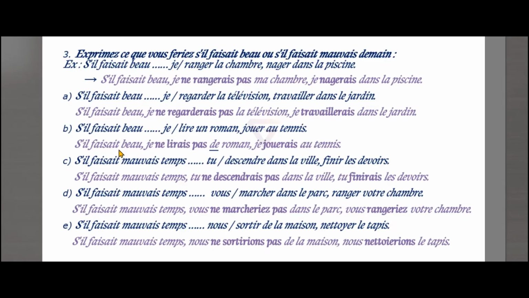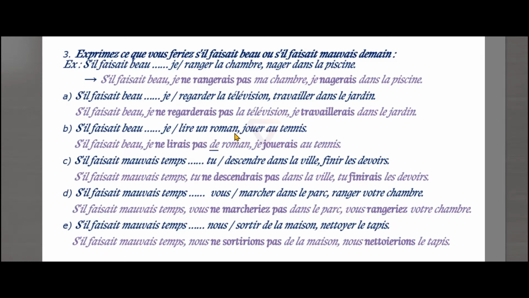If the weather were good, I would not be reading any novel. I would be playing tennis. So here again, it's a RE verb. So I'm cutting the E, adding AIS and putting this in the negative form. You can see ne before the verb, PAS after the verb. And don't forget to convert this article UN to DE in the negative, followed by the remaining sentence.